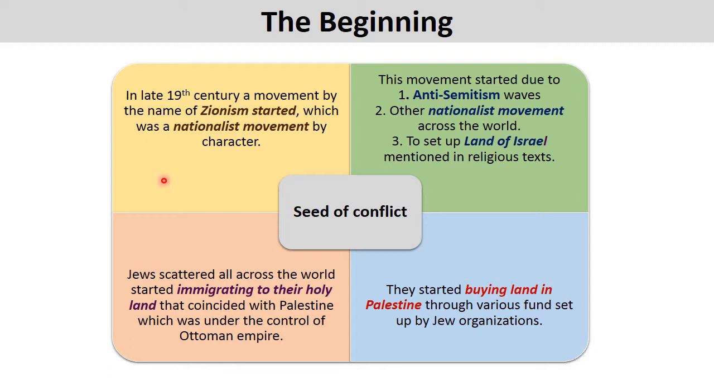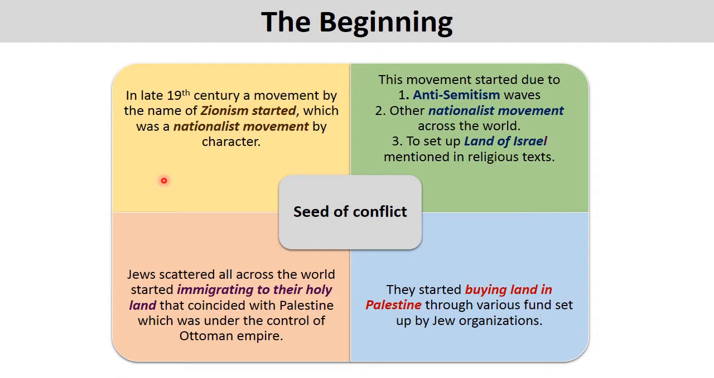So during the late 19th century, there was a movement in the world by the name of Zionism. Now, Zionism is a movement of nationalist character. Its objective was to set up a nation state for Jews. What was the reason for the rise of Zionism? So in Europe, there were anti-Semitic waves going on.